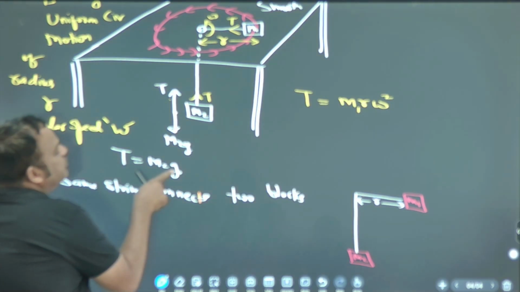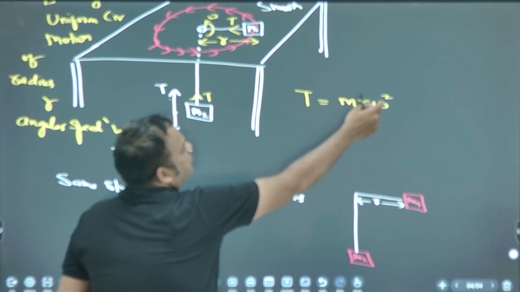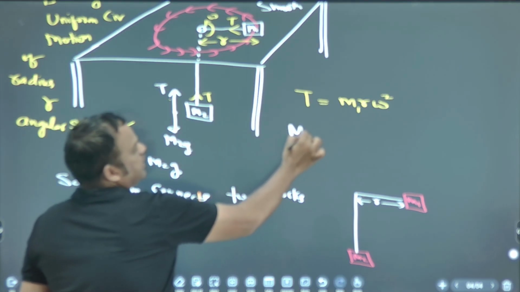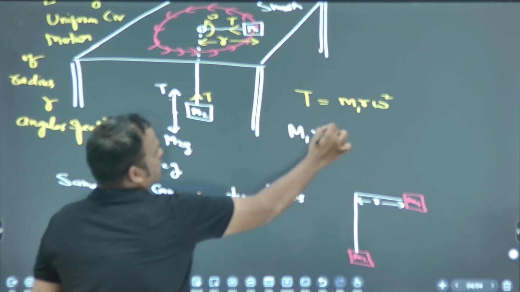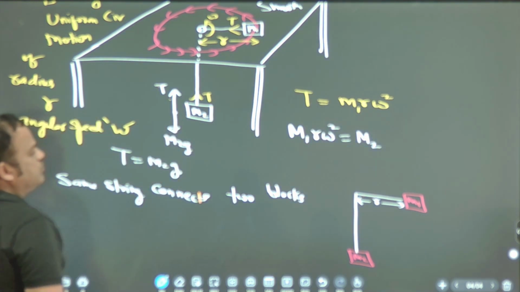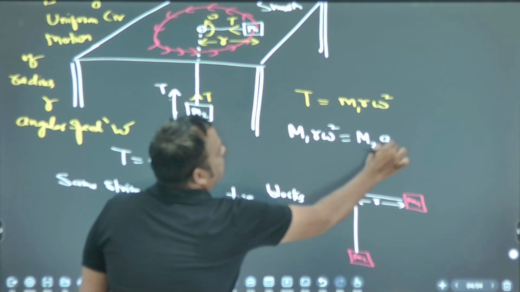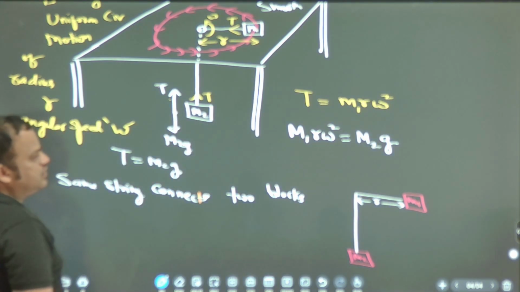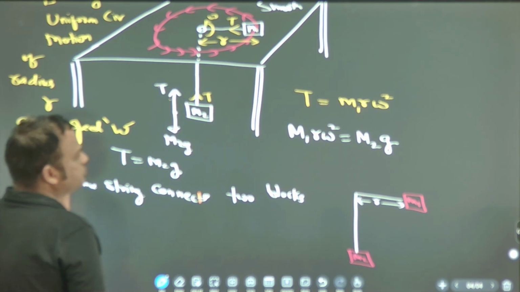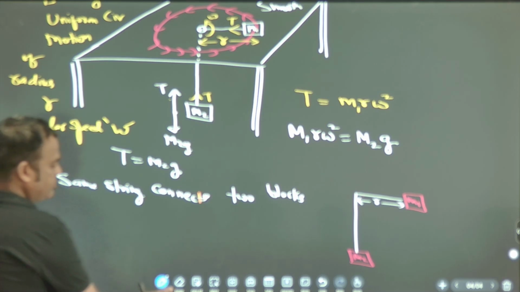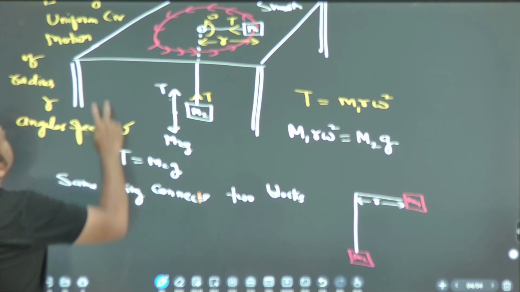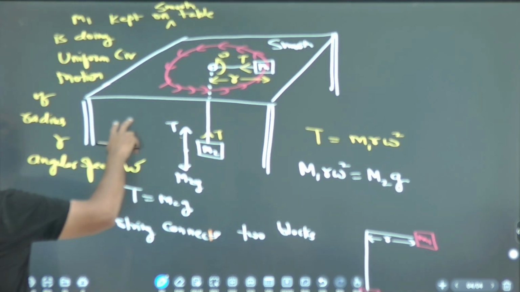So tension is m2g, and here also tension is m1 r omega square. So both tensions are the same. So you will write m1 r omega square is equal to m2g. Okay, clear? Okay, done. If you want to note down, you can note down.